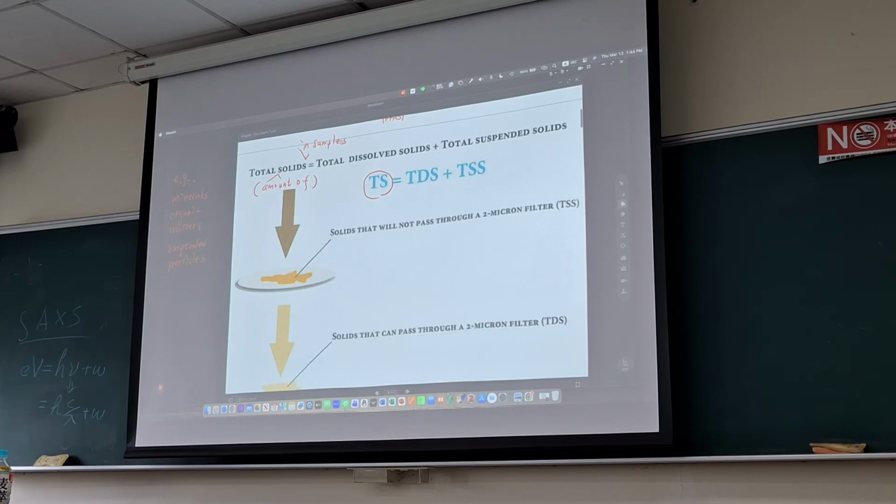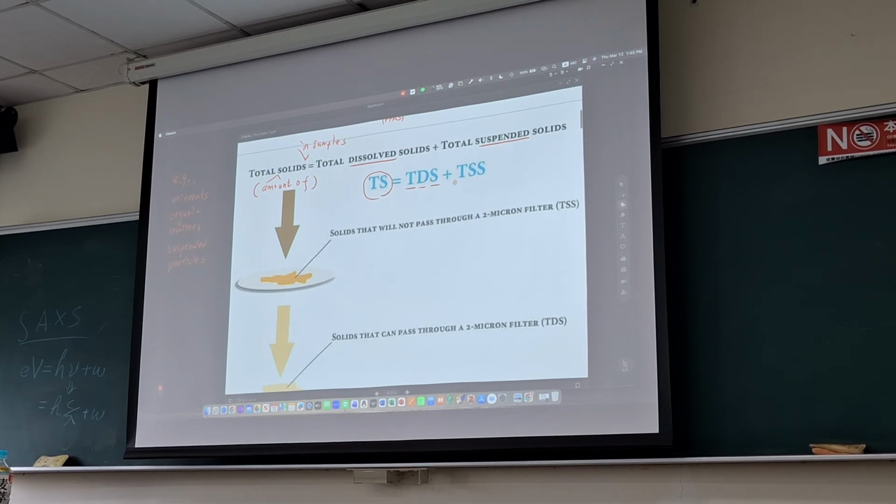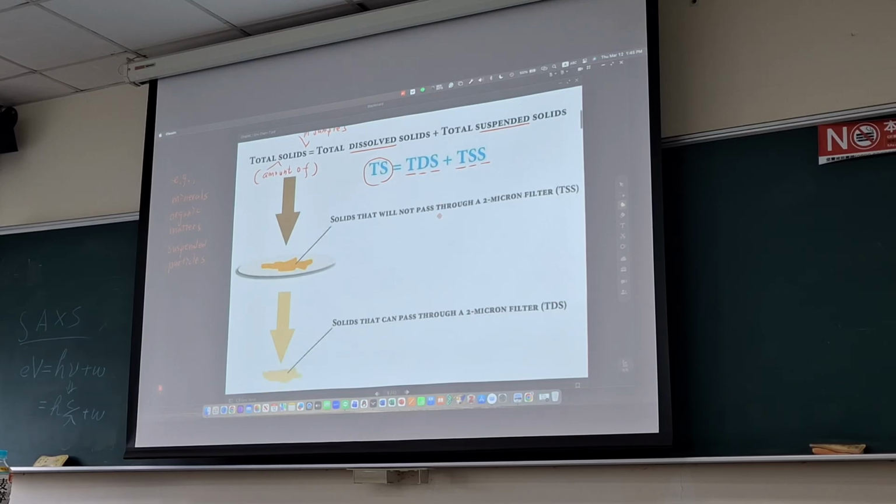Okay, so the total solid equals total dissolved solid plus total suspended solid. The total dissolved solid is abbreviated TDS, and the total suspended solid is abbreviated TSS. And think about this, for example, like this one. I believe there are some dissolved solids in this water, right?